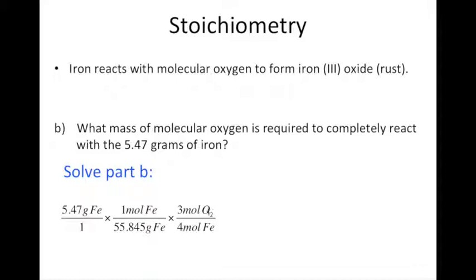Now that I have moles of oxygen, I can convert it to grams of oxygen using the molar mass of oxygen. Again, I want moles on the bottom, grams on the top. Solving this tells me that 5.47 grams of iron will completely react with, or require at least, 2.35 grams of oxygen. So now this is not a theoretical yield because it's a reactant. Theoretical yield must be a product, but this is the mass of oxygen that is required to completely react with 5.47 grams of iron.